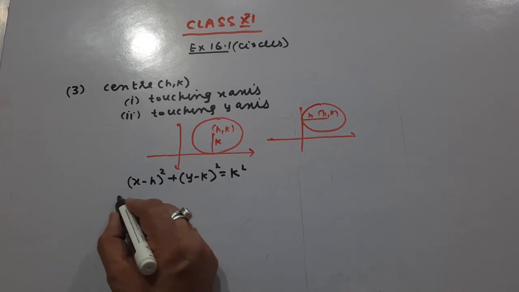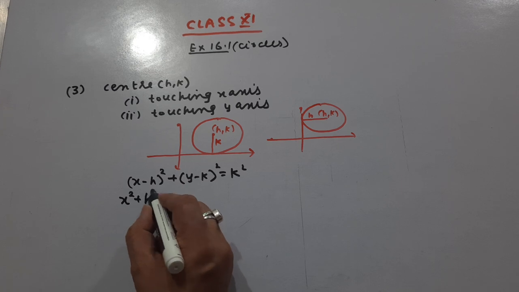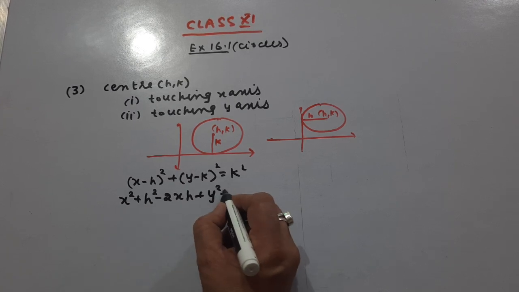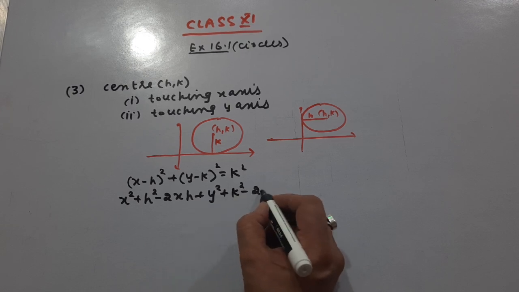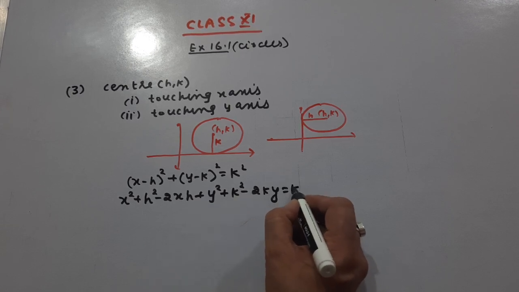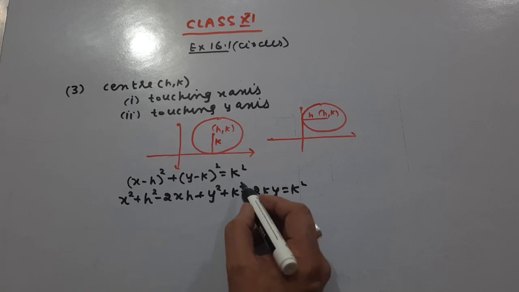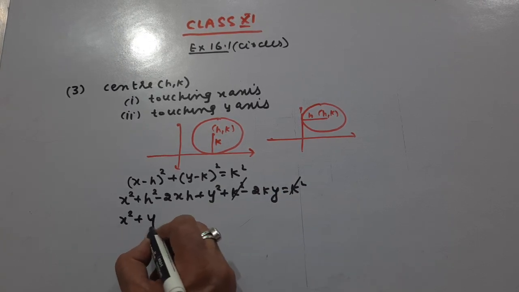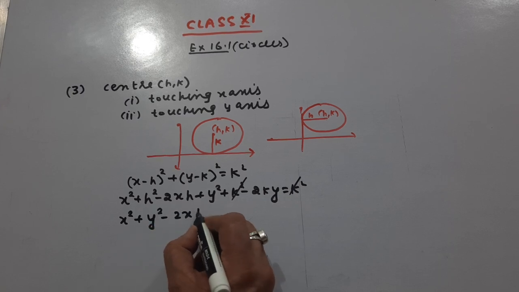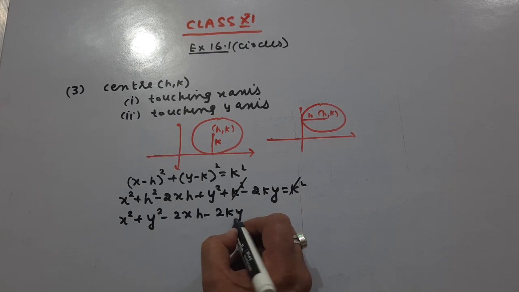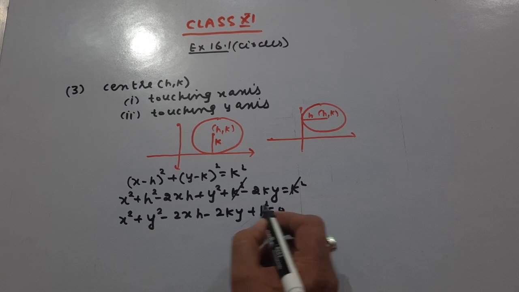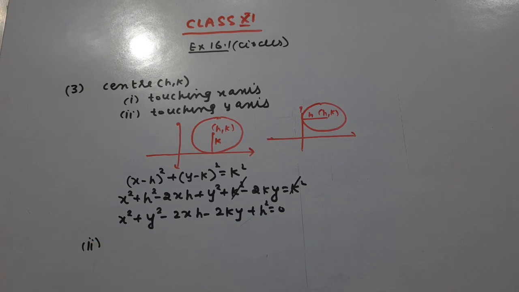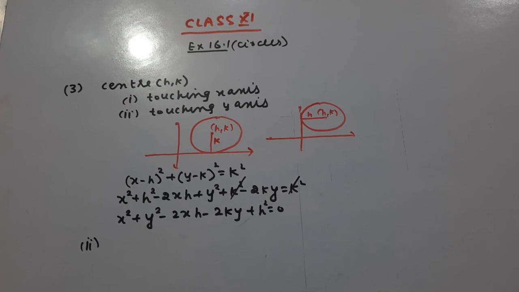So solving it, we get x square plus h square minus 2xh, y square plus k square minus 2ky equal to k square. Cancelling k square with k square, we get x square plus y square minus 2xh minus 2ky plus h square equal to 0. So this is the equation of the first part when the circle touches the x-axis.